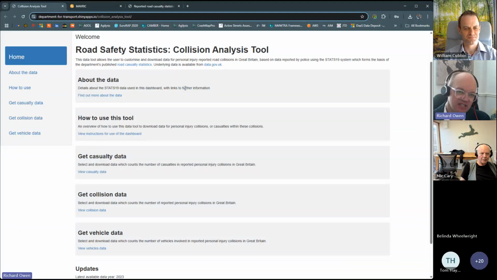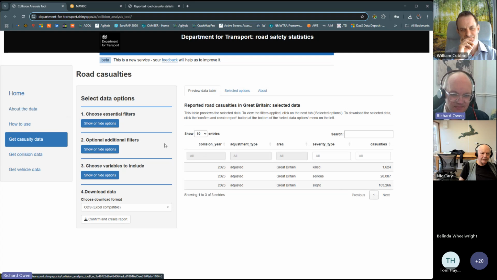So yeah, if you go onto the DFT's website, you can see an example of 3 different tools that you can access. So this is the new collision analysis tool. What you can do is use this to get information about casualties, collisions, and vehicles. It's a way of filtering and querying data from the Stats 19 data set. So it works quite well. It's built in R Shiny, which is quite a lightweight tool, not always easy for lots of people to host, but it's a way of producing data tables.